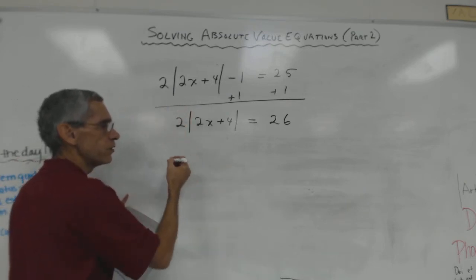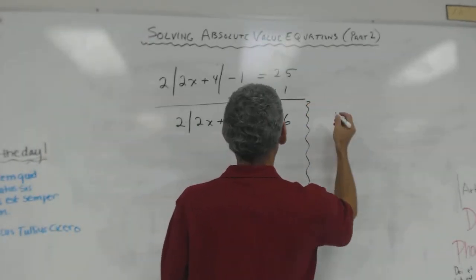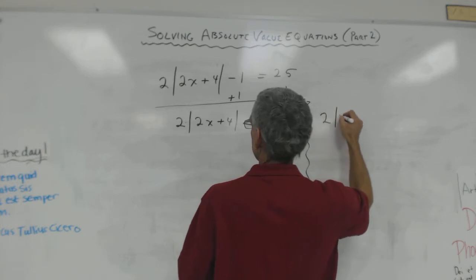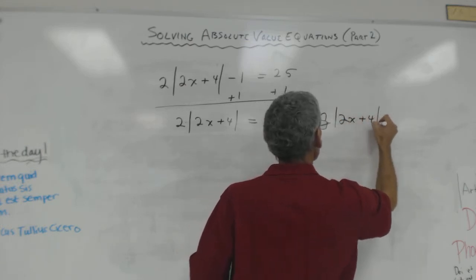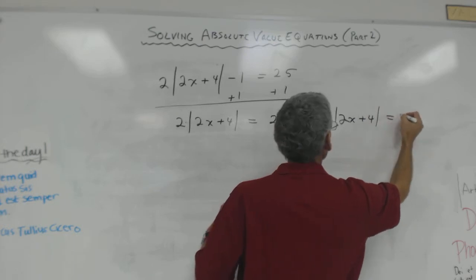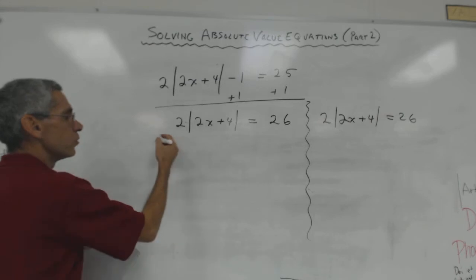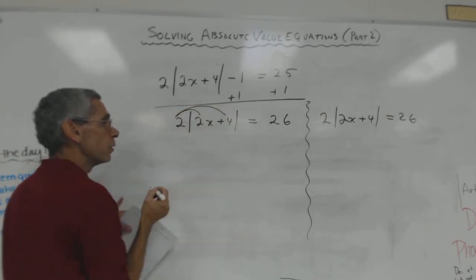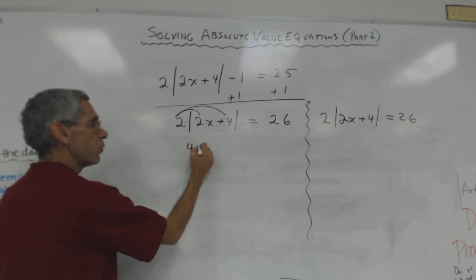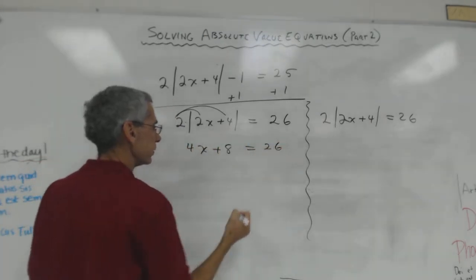So I'll do Ben's way, and I'm going to do my way over here, the other way. 2 parentheses, 2x plus 4, absolute value, equals 26. Okay. First we'll do Ben's way, which is totally fine. It totally works. So I'm doing distributive property. So I've got 4x plus 8 equals 26.